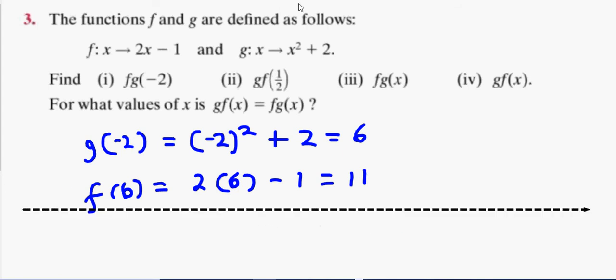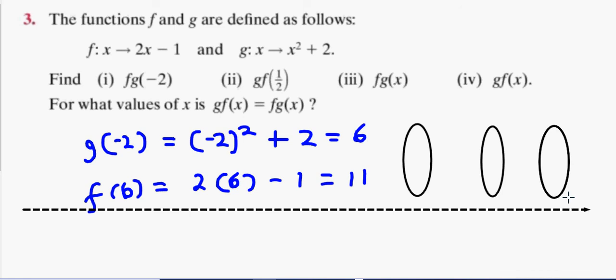From a mapping diagram point of view, it looks like this. You have an input of minus 2. You send it through the g function, and then it turns into 6. Then you send it through the f function, and it turns into 11. Okay, that's all that happens there.